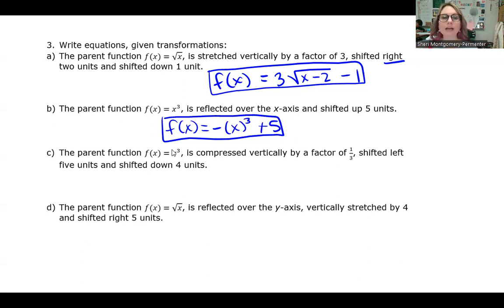C and D, I'm going to do these up on the board. You do them on your paper. I'm going to take attendance and then I'm going to do it. Give yourself a chance to try them.